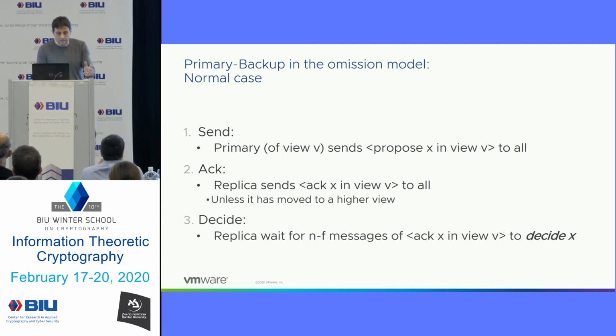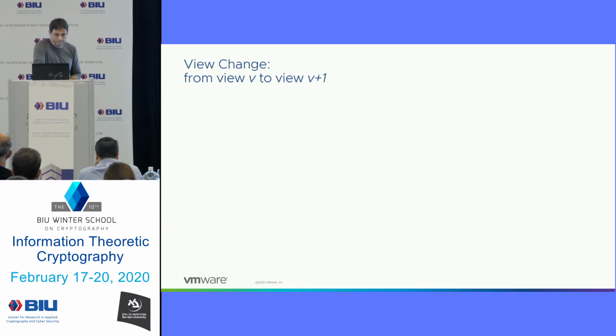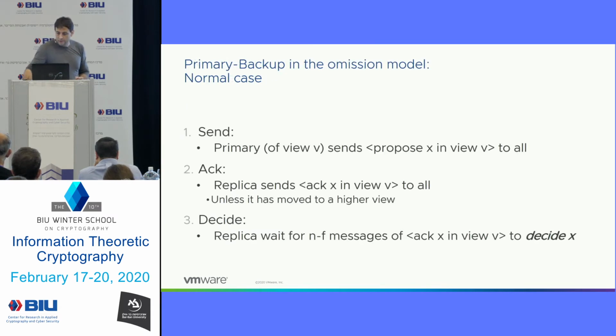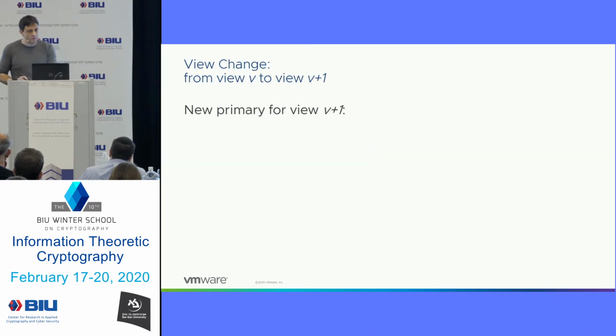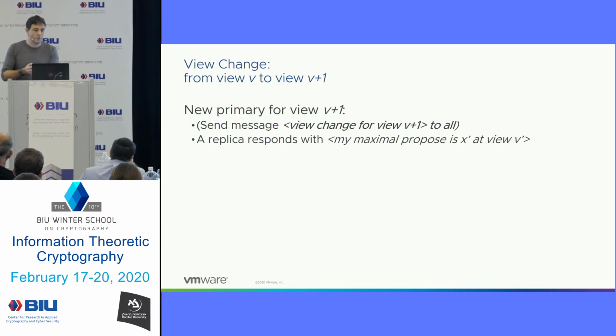Okay, so again, this is reminding you what the normal case is. In the normal case, we wait for n minus f acknowledgements in order to decide. That's the simple rule for decision. So here's what the new primary does. If we don't know who the new primary is, it can announce itself. But in our model, we just know if the old primary was 5, then now the new primary is going to be 6. So there's no need to announce.